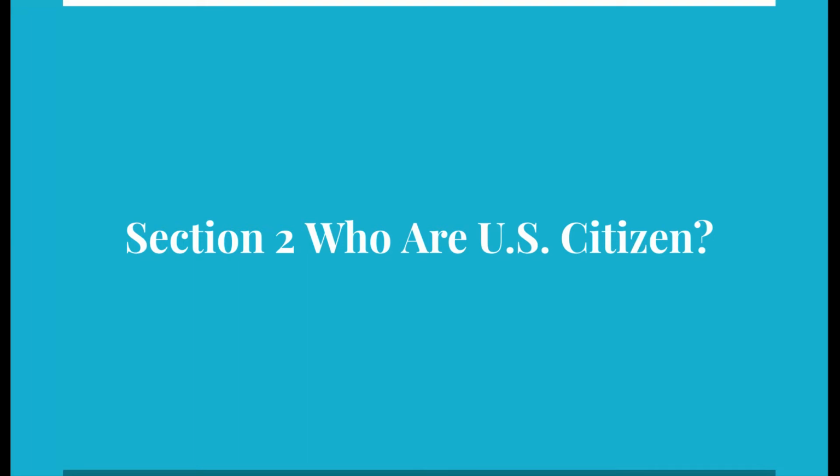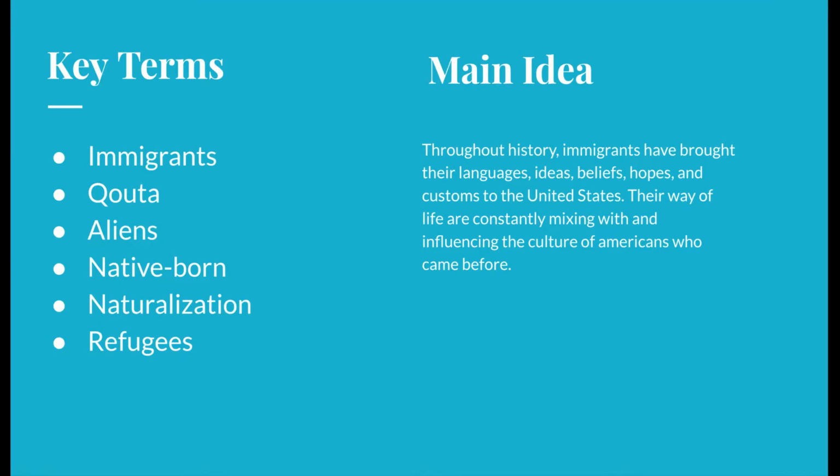Section 2 is what we're going to discuss today. Who are American citizens? Some of the key terms you're going to want to write down and remember throughout the lesson are immigrants, quotas, aliens, native born, nationalization, and refugees.